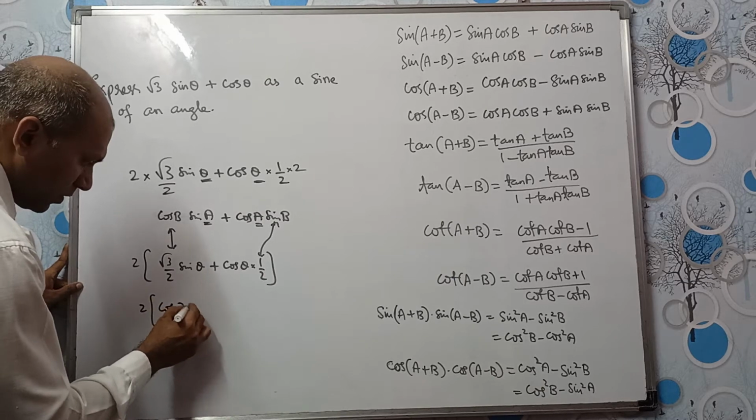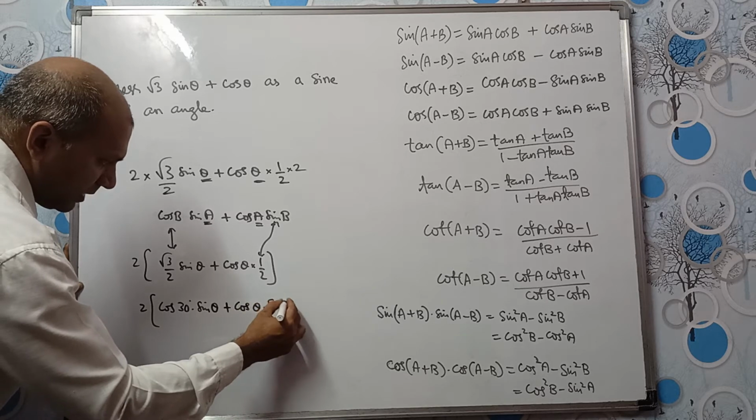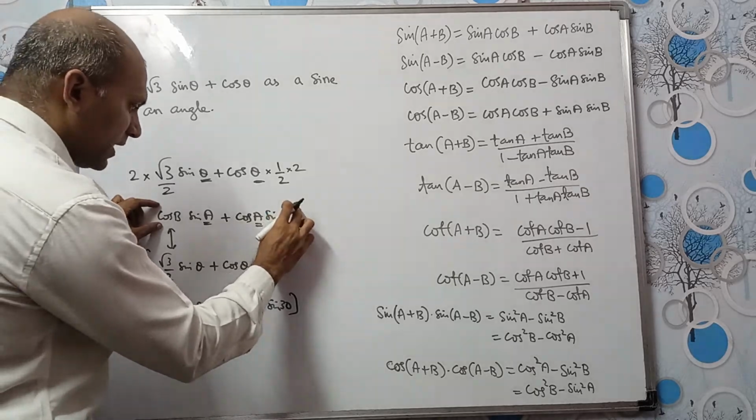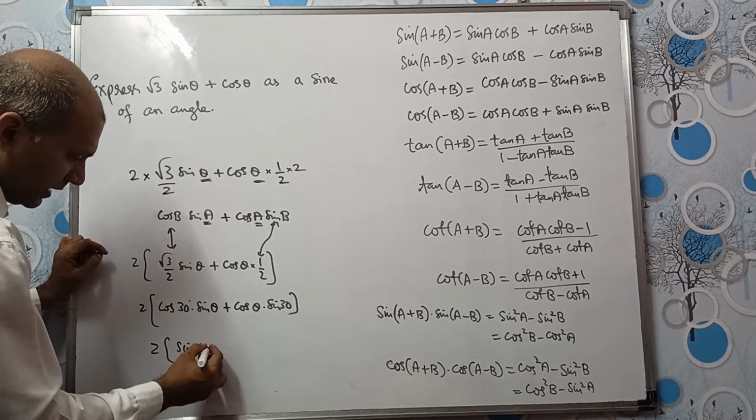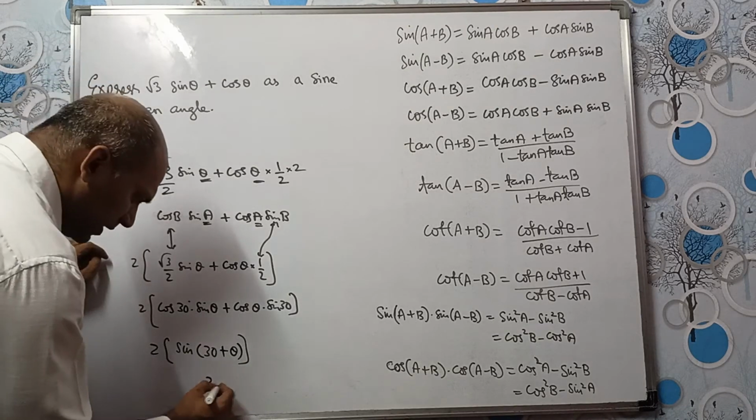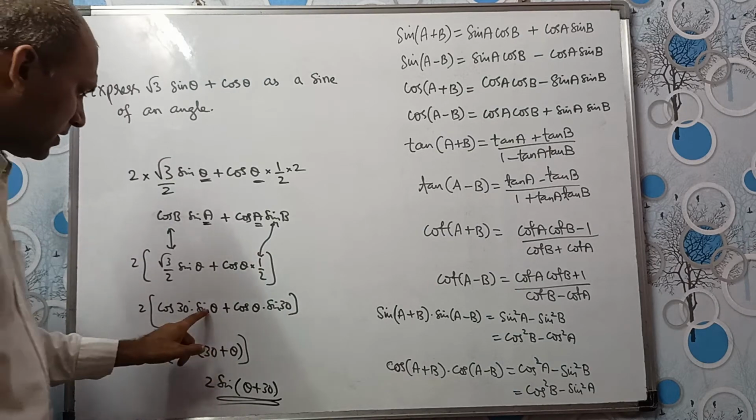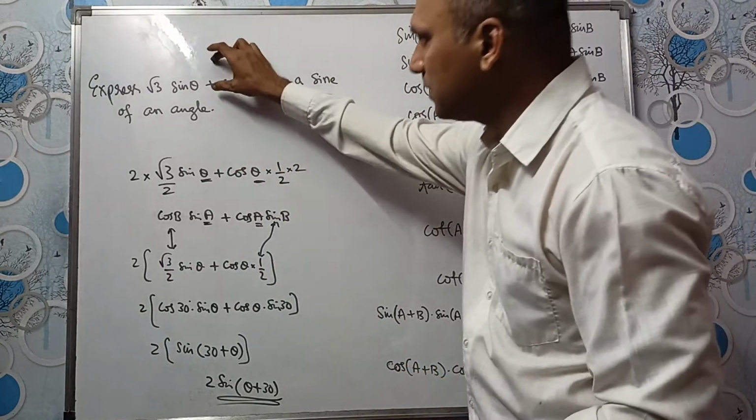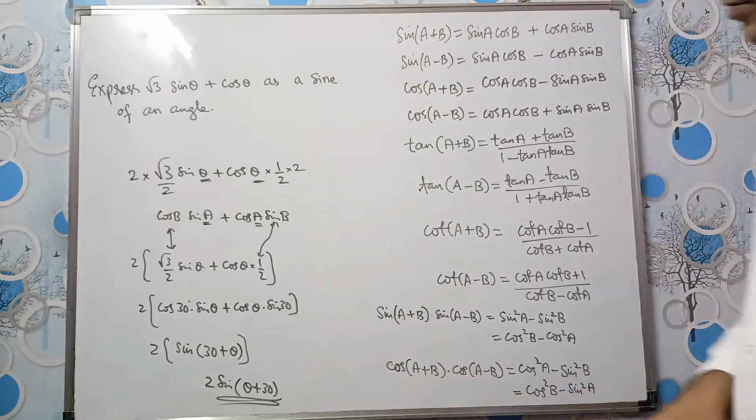So we can write this as cos 30 degrees multiplied by sin theta plus cos theta multiplied by sin 30 degrees. Now it is of this form, sin A cos B plus cos A sin B. So we can write that as, don't forget this 2, sin of A plus B, which is 2 sin of theta plus 30 degrees. Because A is theta, right? So let us write A first, theta plus 30 degrees. So we expressed this in a sine of an angle.